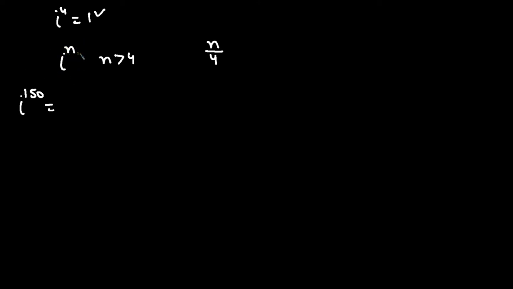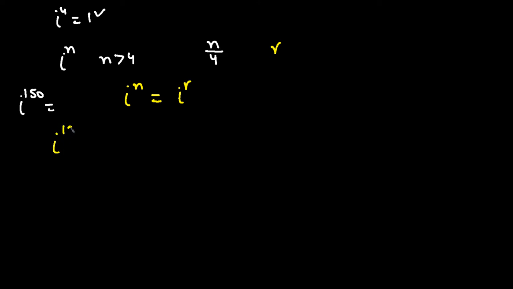So i raised to power n, and n is greater than 4. What you need to do is divide this n by 4, and you get some remainder. So this will give you, let's say, a remainder r. Then this i raised to power n is basically equal to i raised to power that remainder, whatever remainder you get over there. Okay, so let's do an example over here.